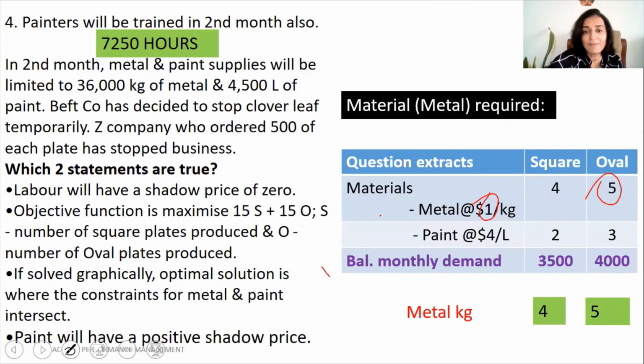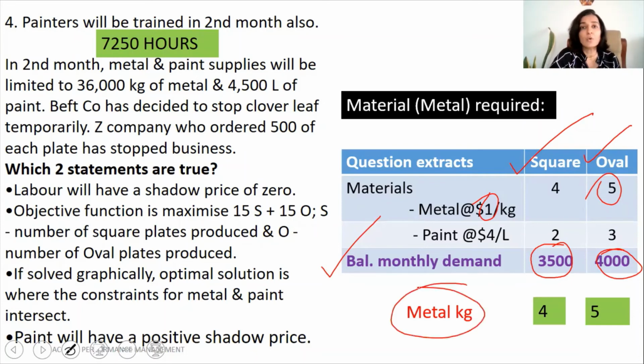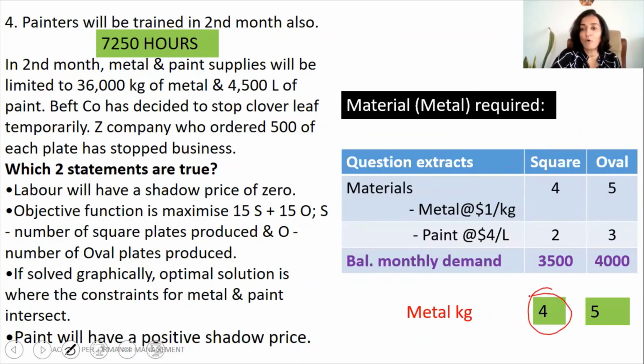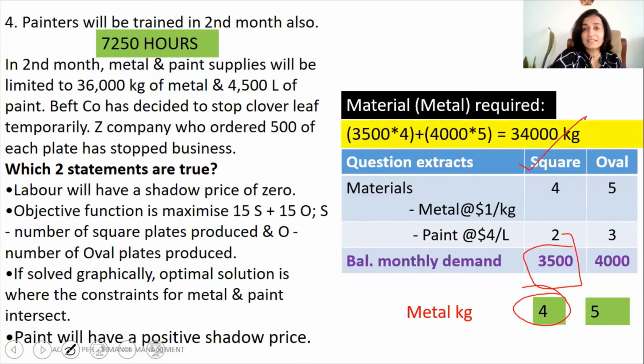Now we know that the balance monthly demand is just 3,500 units of square and 4,000 units of oval. So now for meeting this monthly demand, do we have sufficient quantity of metal? This is what we are going to find out. For 1 unit, 4 kg of metal is required and we need to produce 3,500 units. So how much metal is totally required for the product square? It is 3,500 into 4. So that's what I've written here. And as for oval, for 1 unit, it is 5 kg and we need to produce 4,000. So it's 4,000 into 5. That's the total metal which is required for oval. So that's what I've written here.